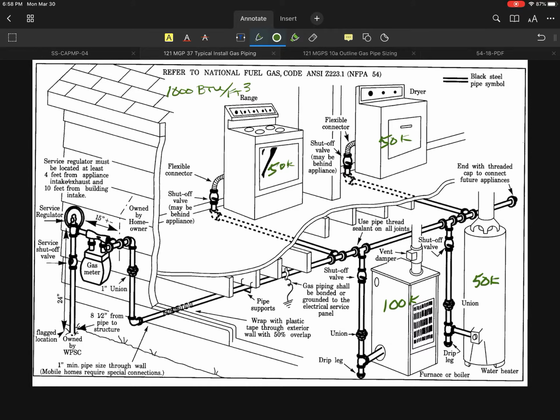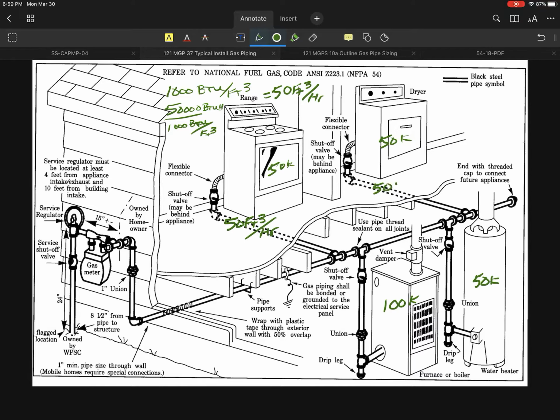So the way that we have to figure this out is essentially, for every appliance, I take the BTUs per hour of 50,000 and I divide that by the 1,000, which is the heating value, and that's how many BTUs you get out of a cubic foot. So your end result, as you guys are familiar with, is 50,000 divided by 1,000 tells you that you've got 50 cubic feet per hour of fuel. So that means there's 50 cubic feet per hour in this line.